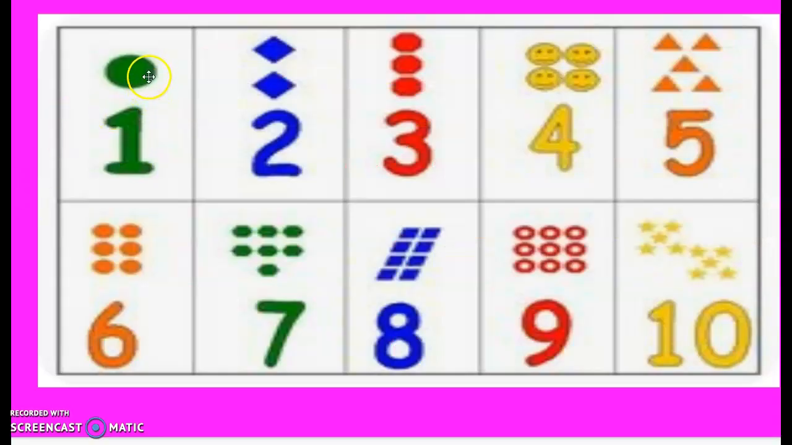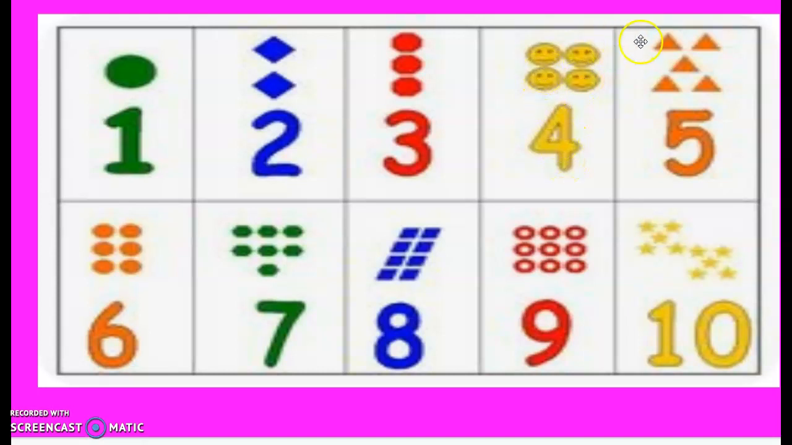So now how many objects are these? How many circles are there? 1. And how many diamonds? Count. 1, 2. So now we are counting the objects, and then we will write number 2. How many circles are there? Count. 1, 2, 3. Now we have counted the objects and we are going to write number 3. Again, how many smileys are there? Count. Put your fingers. 1, 2, 3, 4. So number 4 is written.